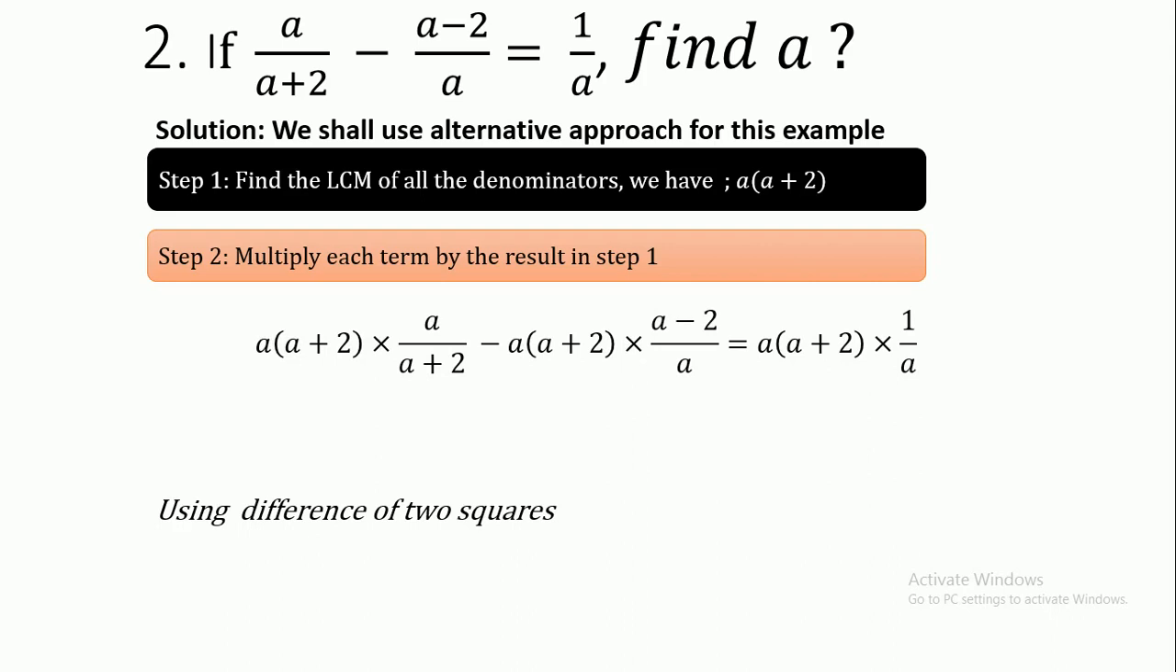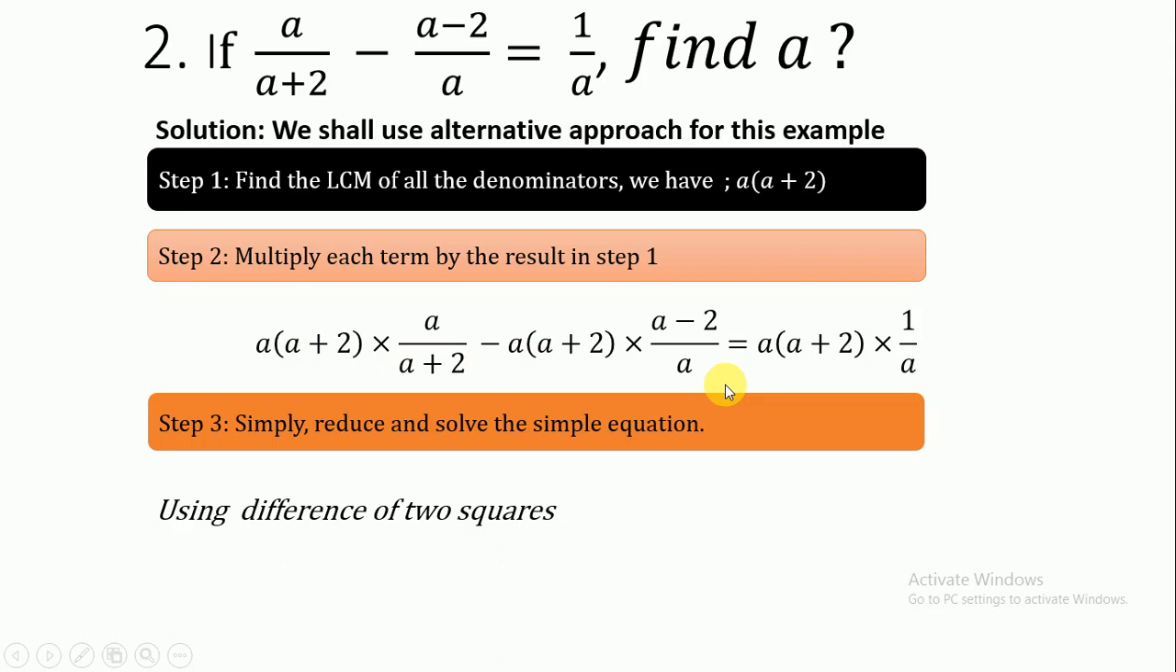I hope you are finding it interesting. Yes, it's becoming interesting. So by the time you multiply open bracket x plus 2 by x open bracket x plus 2, and you have this, the next thing is to simplify, reduce and solve the simple equation. And by that time, you will notice that x plus 2 cancels out here. We have x times x, which is x squared. This is the minus sign. The x cancels out here. We have x plus 2 multiplied by x minus 2.